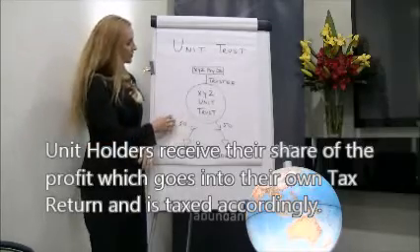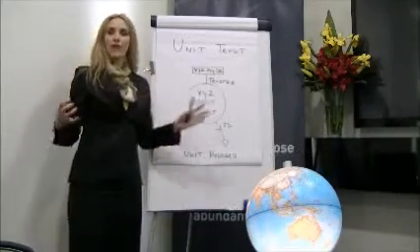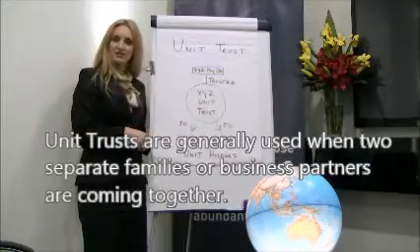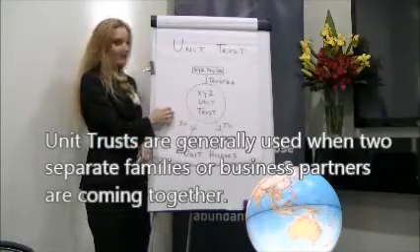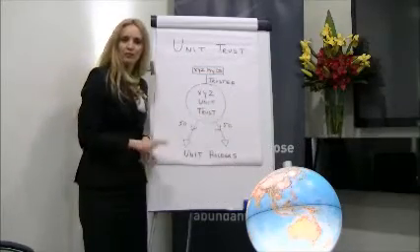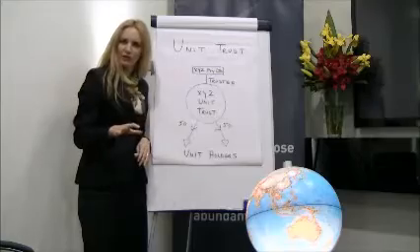Now this type of structure is most commonly used where two families or two non-related business partners are coming together to do a business together. This is a very common structure for that. So each business partner takes their share and each one deals with their share of their profit totally separate, which is very different to how a company operates.